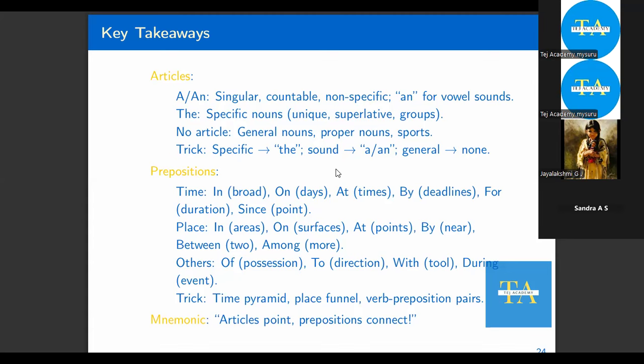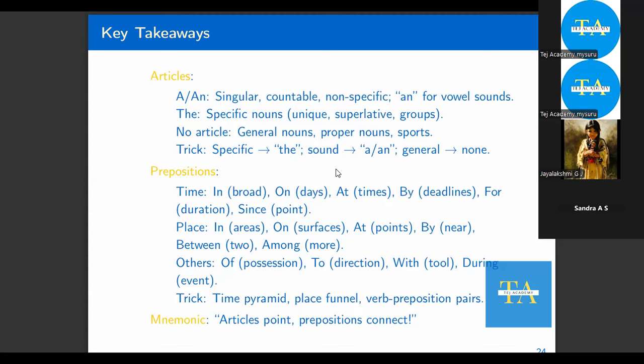And on prepositions: for time, when the sentence is speaking about time, we use "in" for broad periods, like in 2025, I graduated in 2025. And "on" is for days, "at" for times, and "by" for deadlines. We have to complete this by the given period, whatever it is. And "for" is for duration, and "since" is the starting point of an action, whatever it is that has taken place.